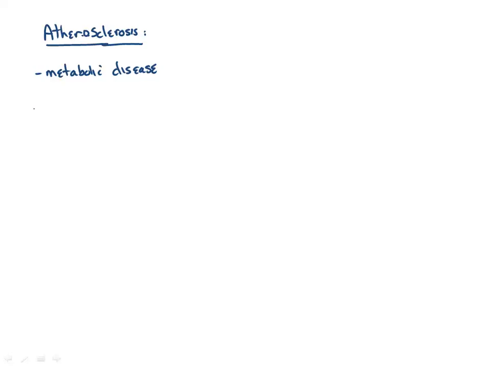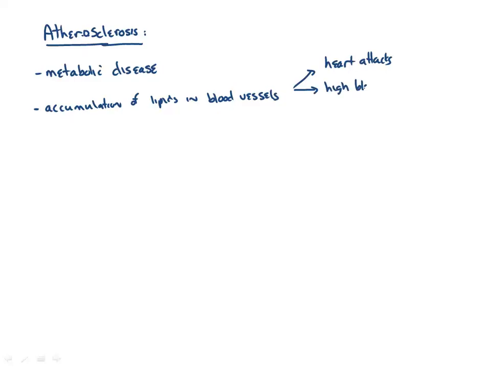And what it is, it's the accumulation of lipids in blood vessels. And that can lead to heart attacks, high blood pressure, and blood clots. And maybe I'm going a little out of order. Arguably I should say that high blood pressure comes before heart attacks, because normally heart attacks are caused by high blood pressure, right?